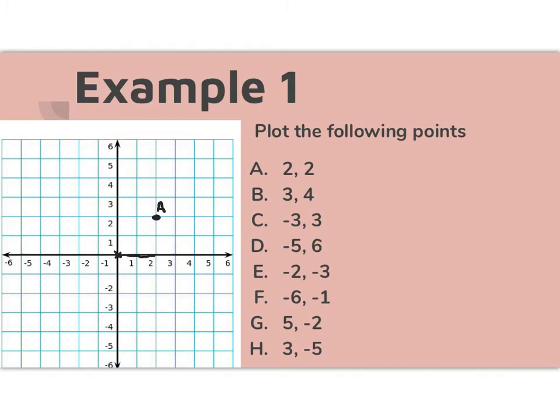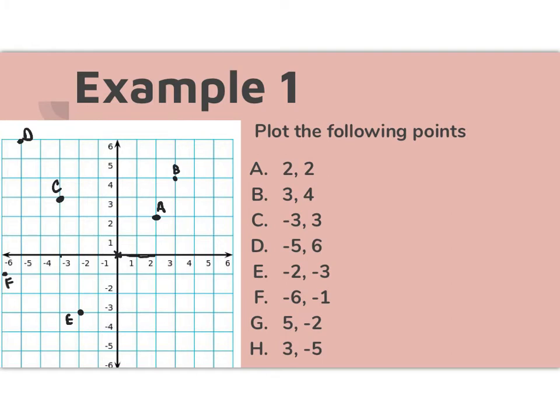So B is 3, 4, and 3, 4 is right here. That's B. C is negative 3, 3, negative 3, positive 3. That's C. D is negative 5, 6, negative 5, and 6 is D. E is negative 2, negative 3, which puts us down in quadrant 3. That's E. Negative 6, negative 1 is F.